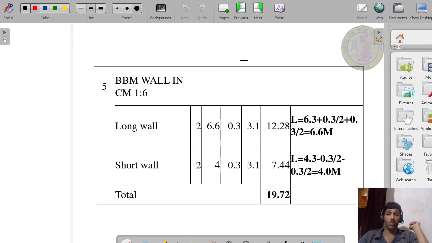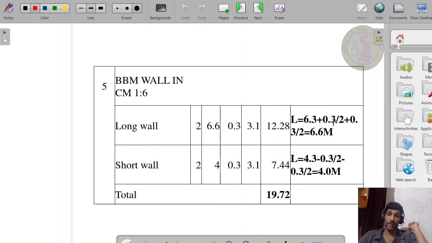Next, BBM wall. How to calculate the BBM wall quantities? This is very important. Ceiling height is already mentioned. Ceiling height is 3.1 meter and wall thickness is 0.3 meter. It is mentioned in B, so you have to write it in the breadth column. The number of long walls and short walls is 2 each. Now only length you have to calculate. How to calculate length? Center to center length plus half the breadth on either side of the walls.